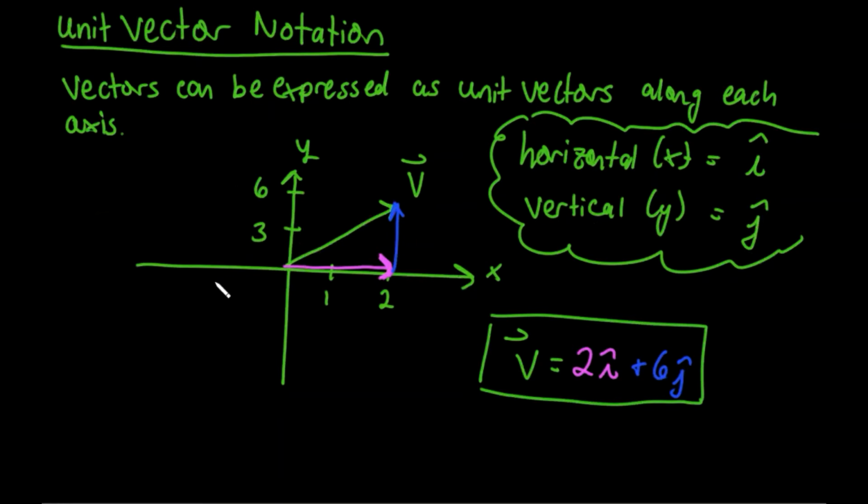I'd like you to take a moment and try it out yourself. So I'm going to draw this right here. So this is -3, -6, -9, -1, -2. Let's say we have this vector w right here. I want you to write this vector w in unit vector notation. So take a minute, pause the video, and write it out.